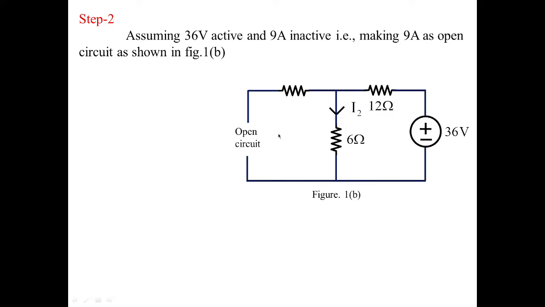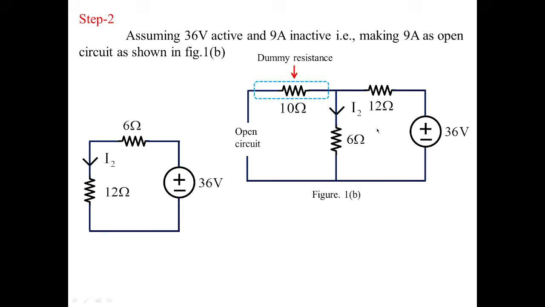and this can be done by open circuiting it. When this is open circuited, the 10 ohms which is connected to 9 amperes becomes a dummy, because on one side it is connected and the other side is not connected. Since it is not connected, the current will not flow in 10 ohms. So therefore it is a dummy resistance. Therefore this circuit is further reduced in this fashion.